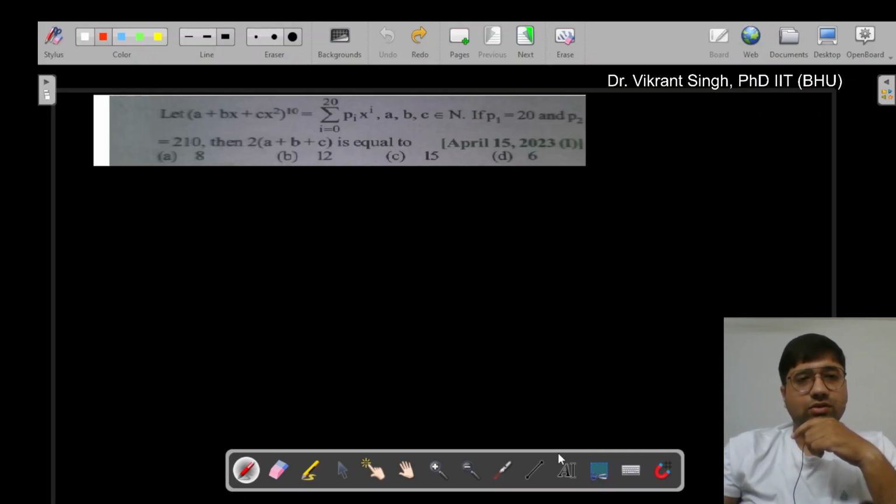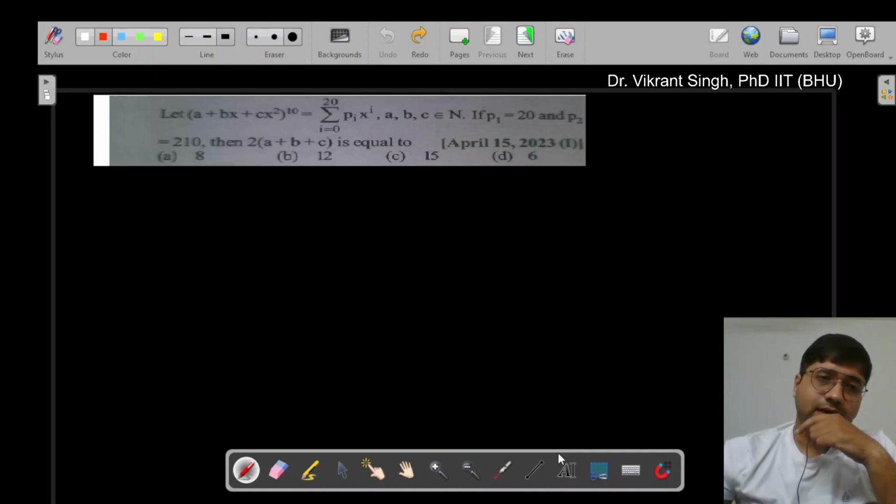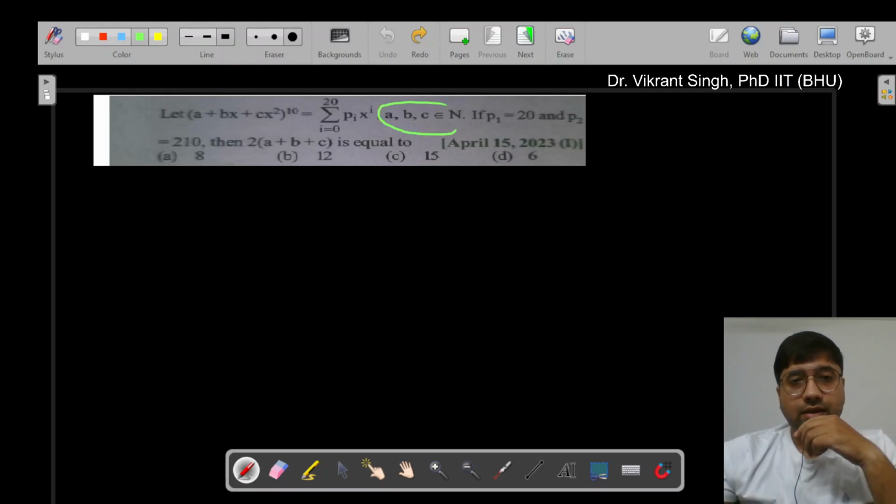So first question you can see on the screen: (a + bx + cx²)^10 is equal to the summation of pᵢxⁱ, where a, b, c, which is very important, are natural numbers, and if p1 is equal to 20 and p2 is equal to 210, then find the value of 2 times (a + b + c).